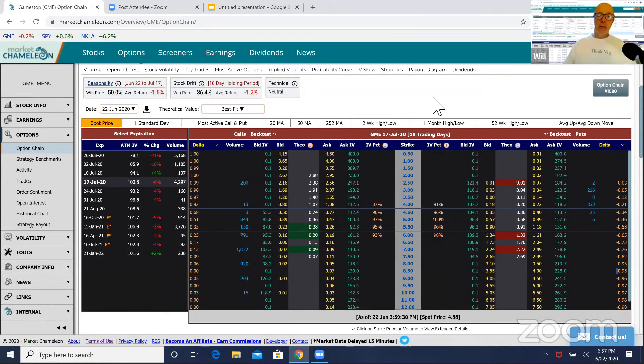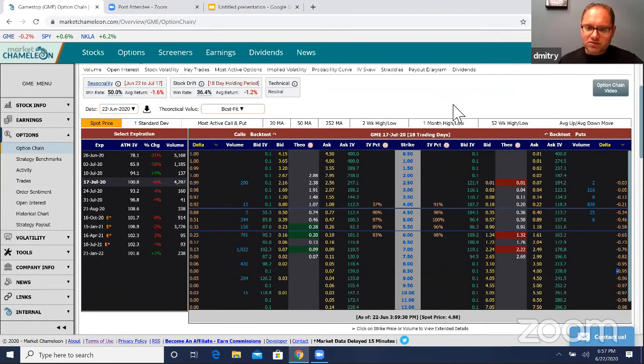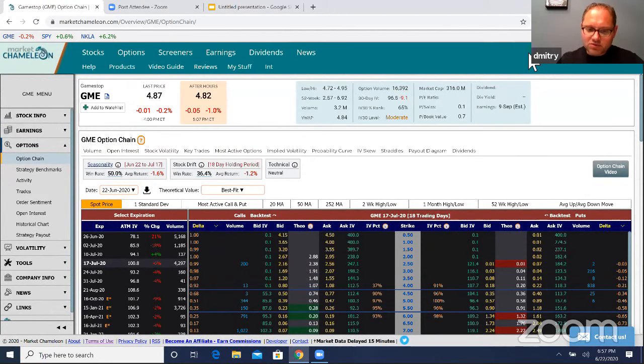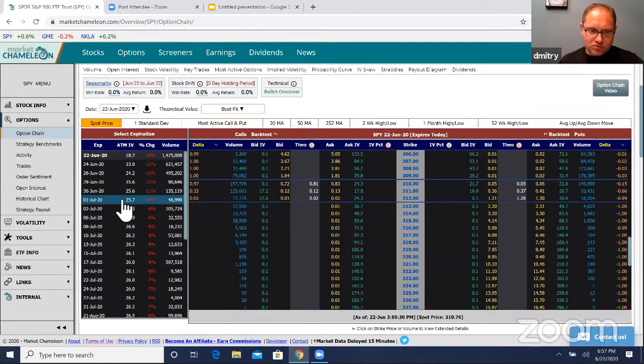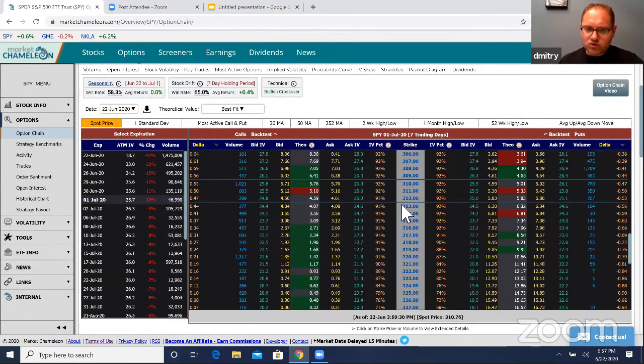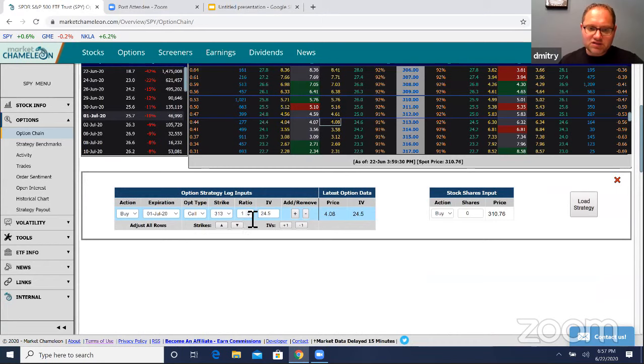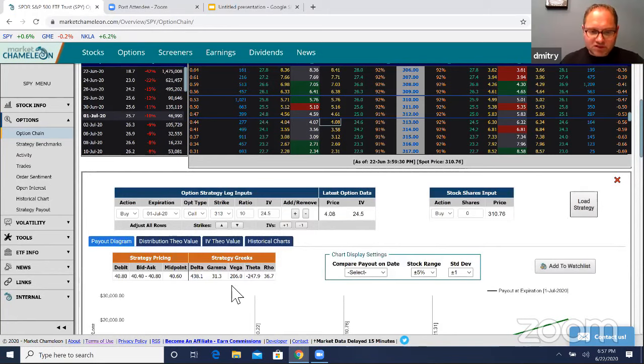Someone else asks, you mentioned Vega for all positions, how do you calculate Vega? So the Vega is basically cumulative. Let me just get off this stock and go back to SPY, I think it's easier. Look, these are cumulative. Let's say I bought 10 of these. What is my Vega position? Well, my Vega position right now is 206.